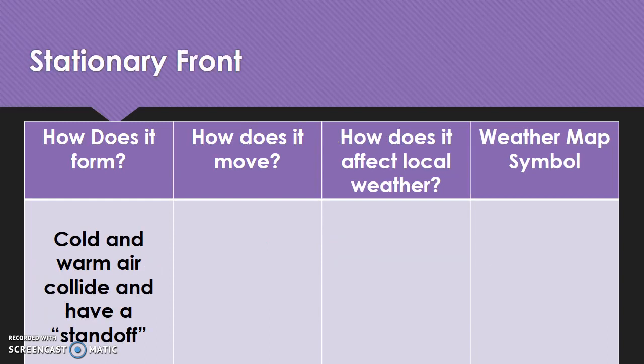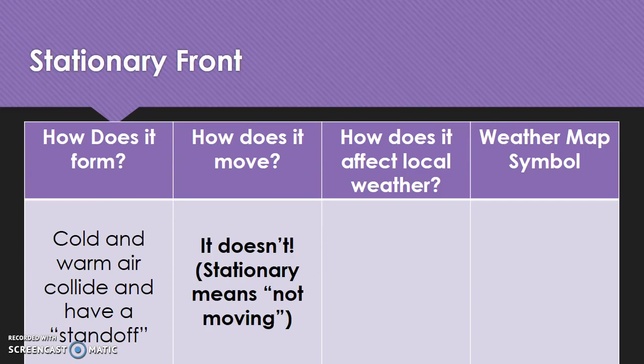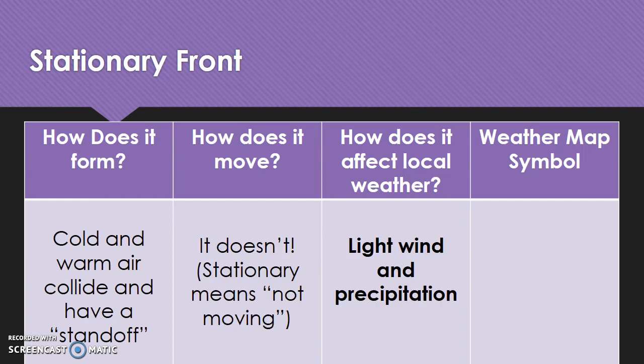And the next one is stationary. How does it form? It forms when cold and warm air collide and have a standoff. So basically they're coming towards each other, they smash into each other, and they hang out. A stationary front doesn't move. The word stationary literally means not moving. So a stationary front doesn't move. It brings you some light wind and precipitation. And the symbol is a combination of the warm front and the cold front symbols. They're pointing opposite directions because it's not moving, it's stationary.